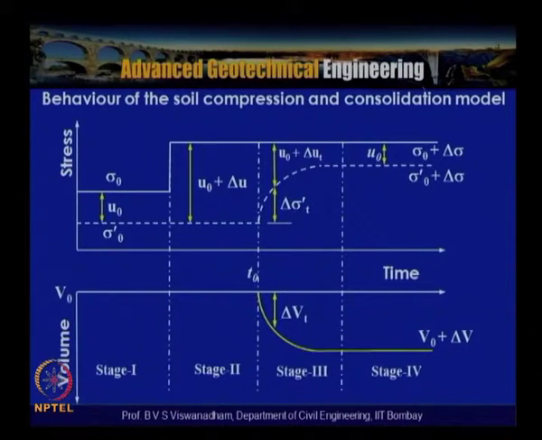Now this can also be explained by considering a spring analogy model. Let us assume that we have a rigid container in which a spring is placed, and the container is filled with water. We have a piston connected to the spring, and the piston has a hole, which represents the rate at which water flows out of the soil, that is, the permeability of the soil.